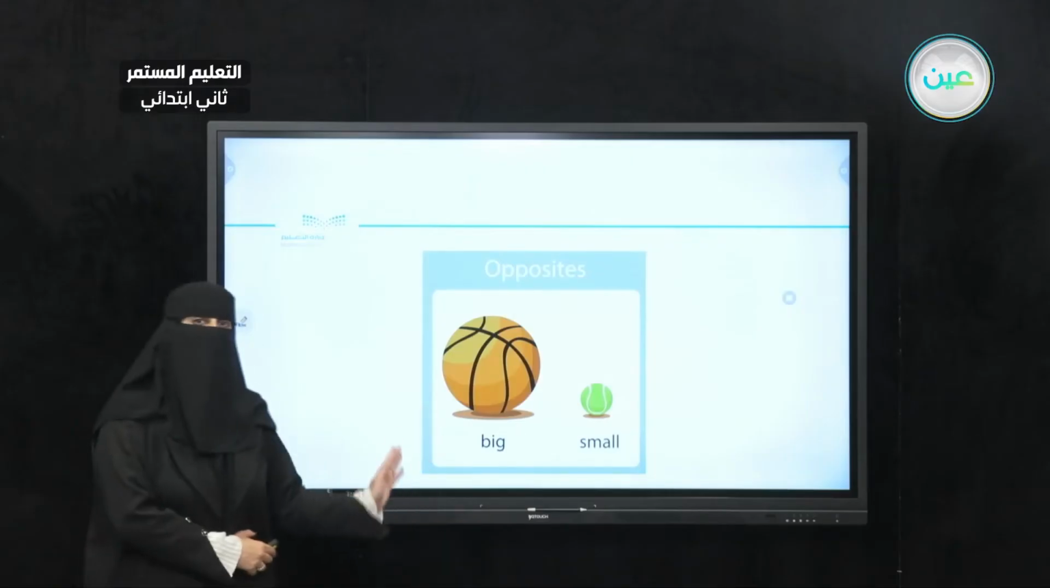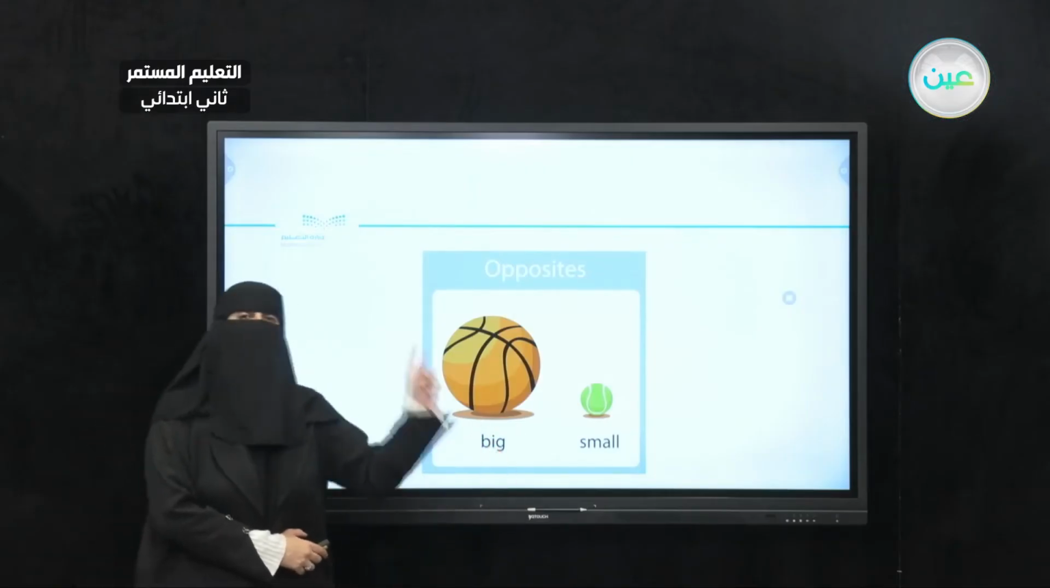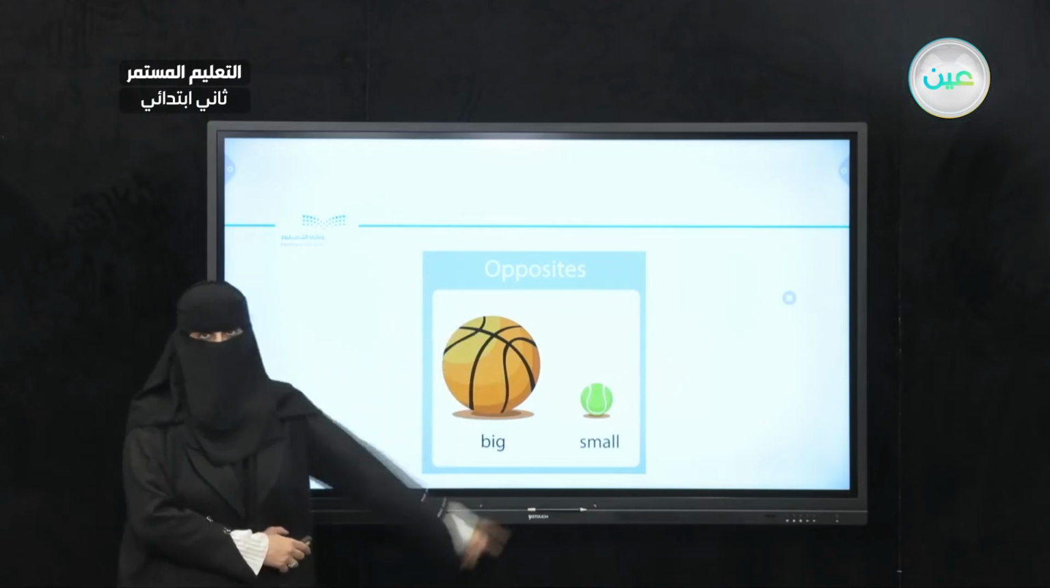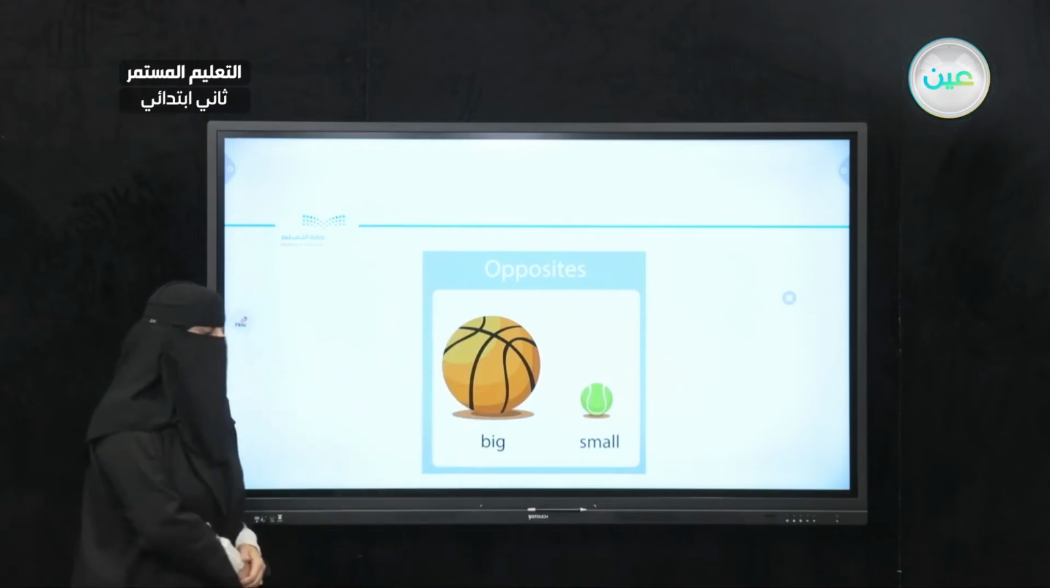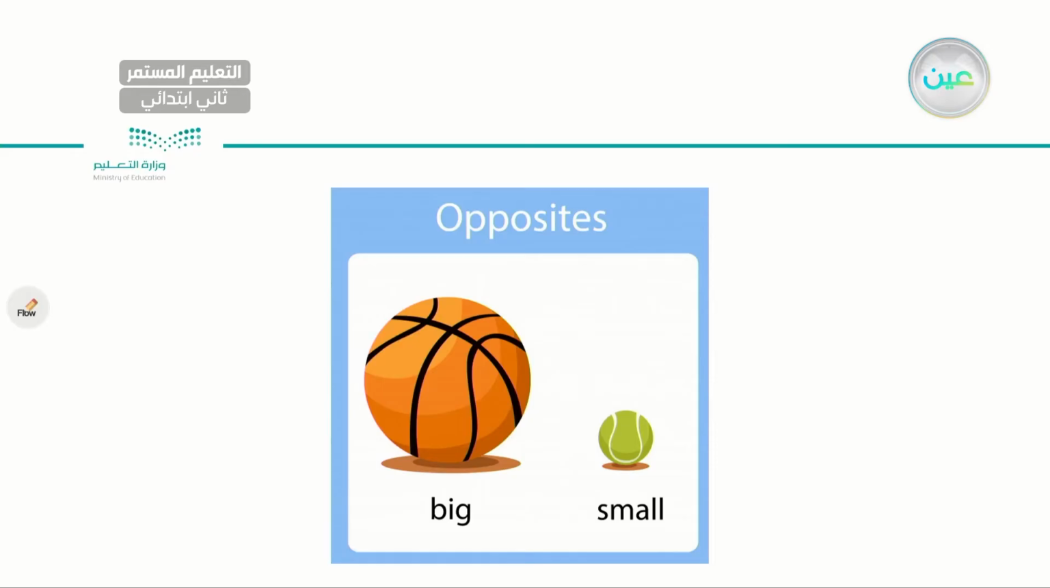So both big and small are adjectives and they are opposites. Okay, so repeat after me, please. Big. Remember, you have this in your book at lesson number 4. Big. One more time. Big. Very good. Next ball. Small. One more time. Small. Very good.